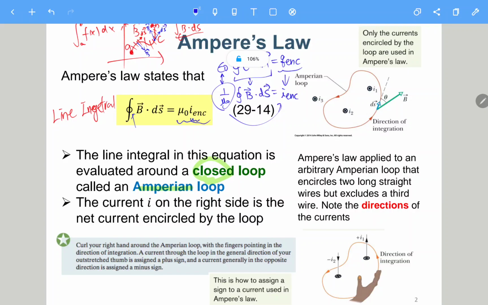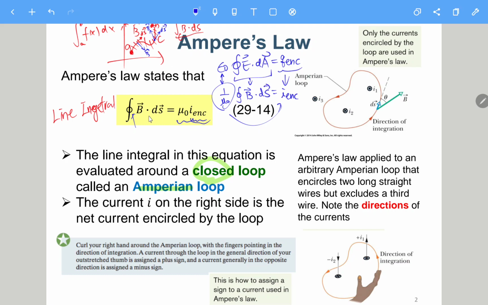Here we also have I enclosed. For the Gauss law, it means the charge enclosed by the Gaussian surface. So it only counts the charges inside the Gaussian surface. All the charge outside, just ignore it.